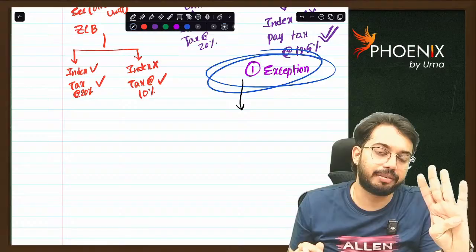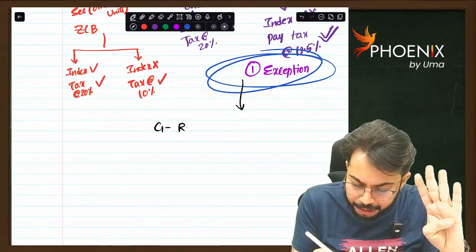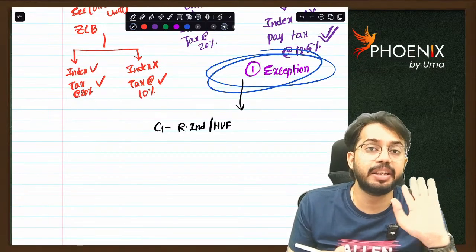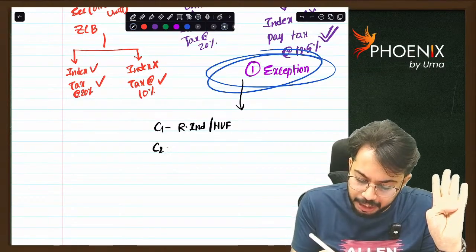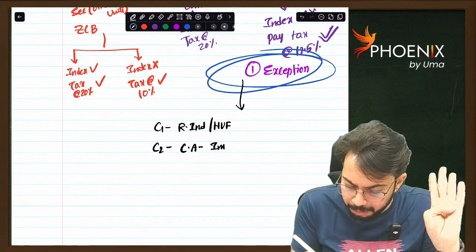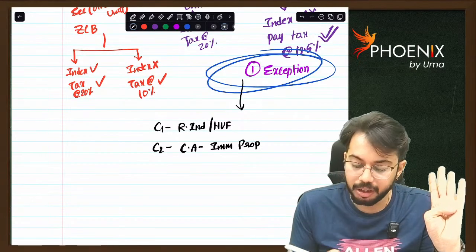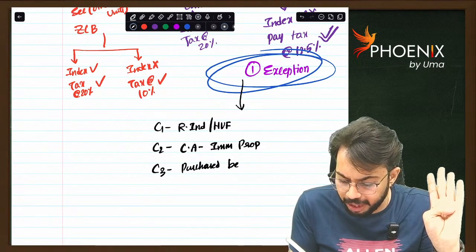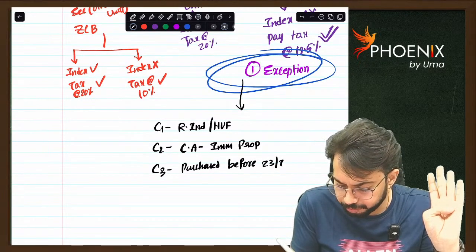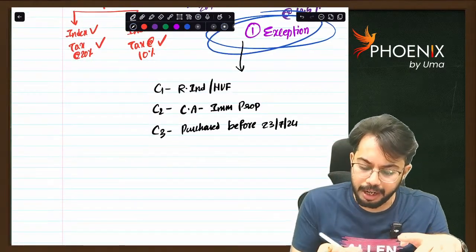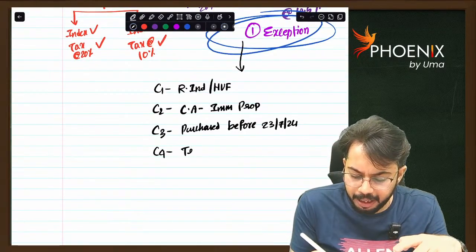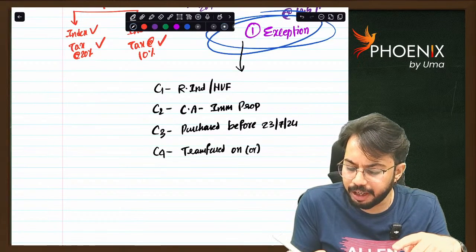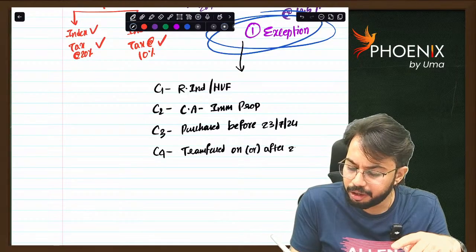Four conditions are there. First condition, the assessee should be a resident individual or HUF. Only for residents is this benefit available. Second condition, the capital asset must be immovable property. Condition 3, it should be purchased before 23rd July 24. Condition 4, it should be transferred on or after 23rd July 24.